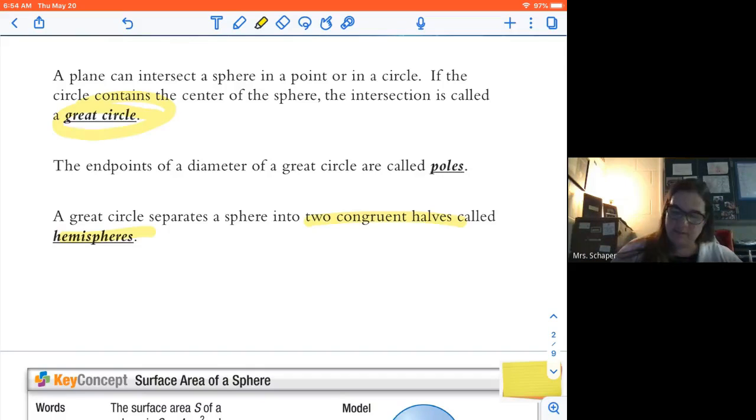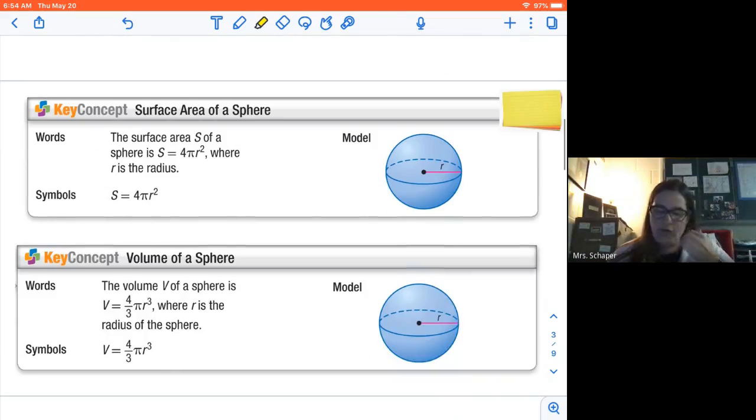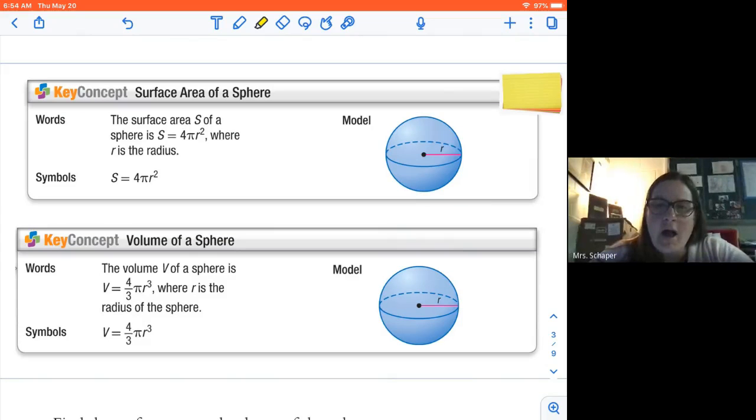All right, let's put this to work. Here are two formulas. Again, they're going to be on your assessments, so you have to be able to interpret them. The surface area of a sphere is 4 times pi times the radius squared. The volume of a sphere is 4/3 times pi times the radius cubed. That's what we're going to be working with as we practice.